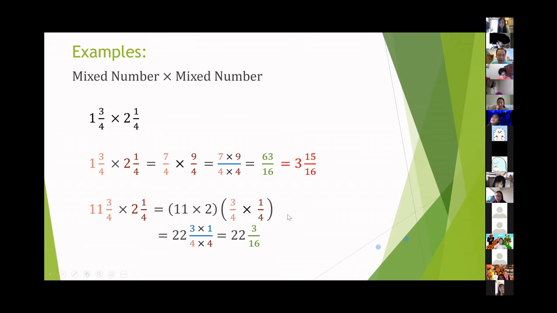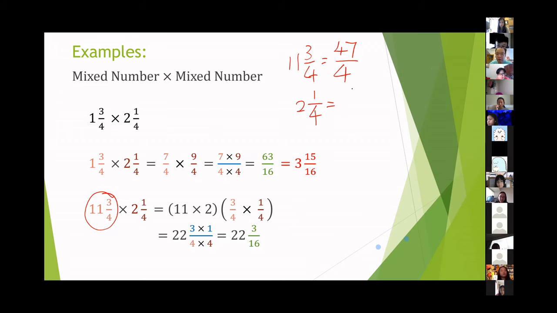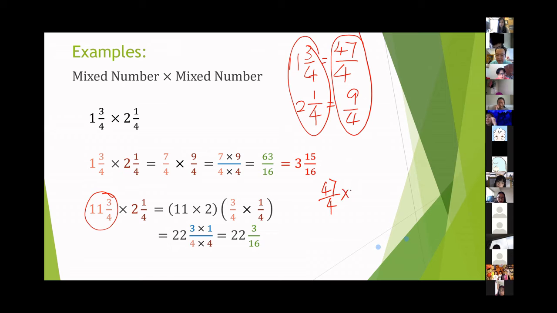Let me use a pencil. Now, for example, 11 and 3 over 4. What does 11 and 3 over 4 equal? 47 over 4, yes. And then 2 and 1 over 4 equals 9 over 4, right? So these two numbers multiplied together, 47 over 4 times 9 over 4.